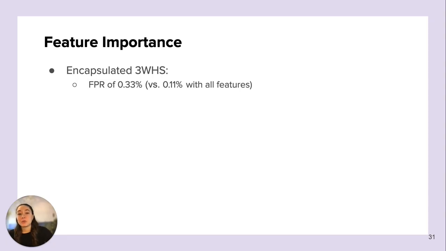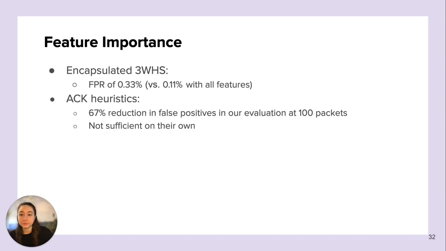To give some understanding of which features were the most important for classifier performance, out of the 3 features, the encapsulated 3-way handshake was the most effective at distinguishing VPN versus non-VPN traffic, and on its own, it achieved a false positive rate of 0.33%, versus, remember, 0.11% with all 3 features. The 2 acknowledgement packet features were useful in negating false positives, and in our own evaluation, we had about a 67% reduction in our false positive rate, but neither of these heuristics would be sufficient on their own.